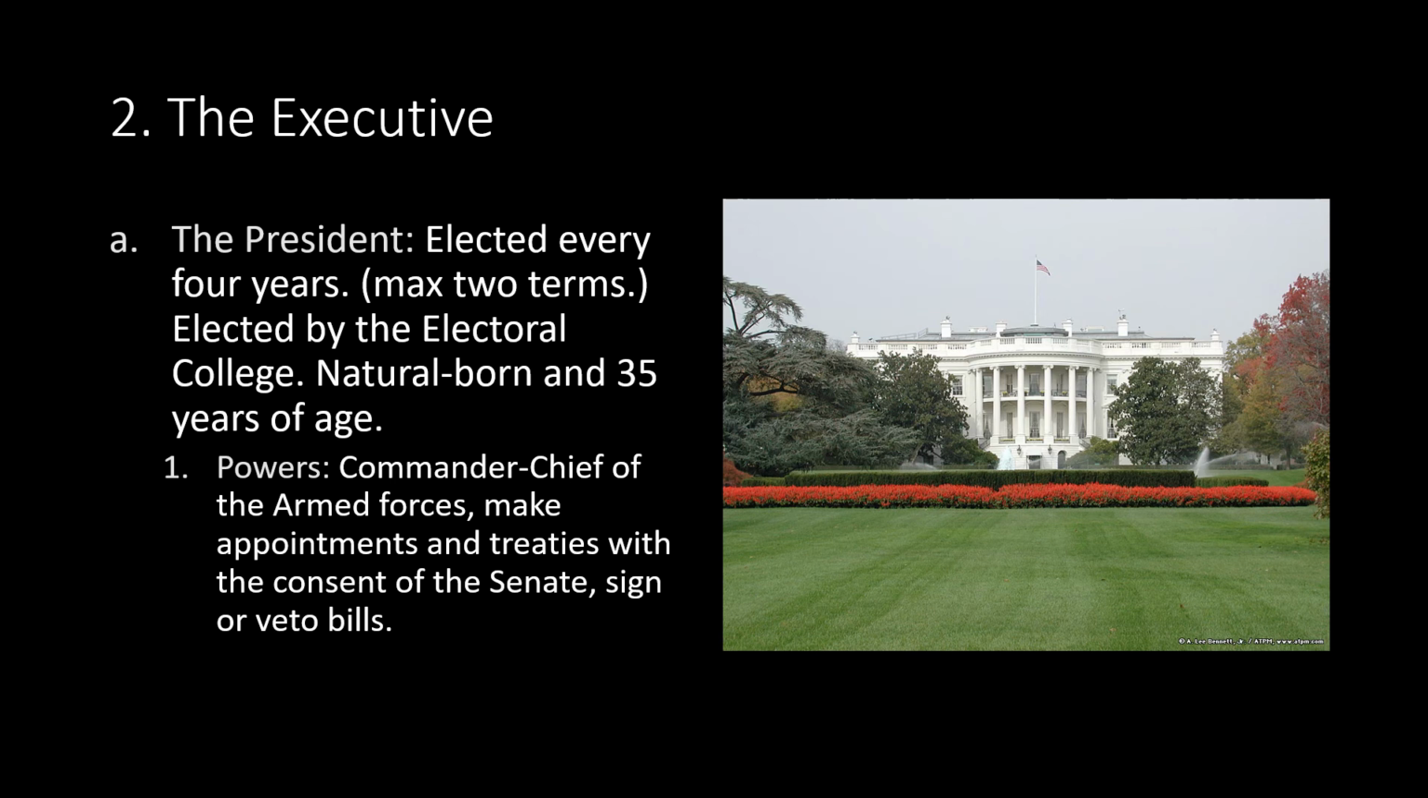The powers of the president: to execute, in a sense, the executive, to enforce the laws passed by Congress. They're the commander-in-chief of the armed forces. They make appointments and treaties with the consent of the Senate, and they sign or veto bills, which finally make bills of Congress the law.